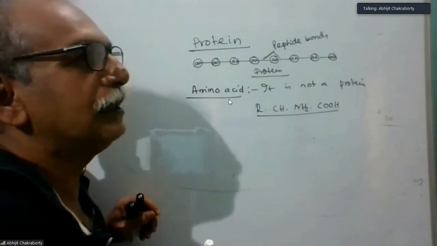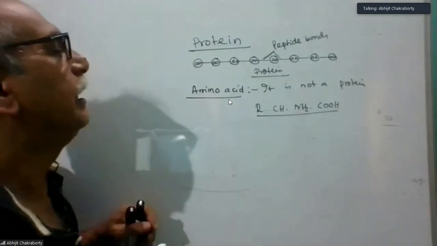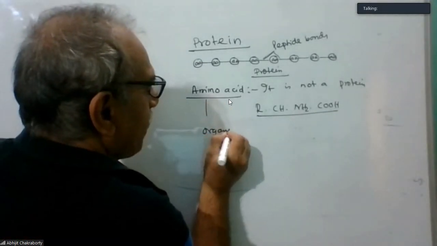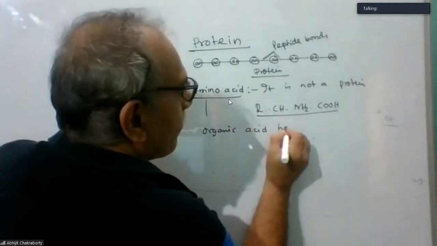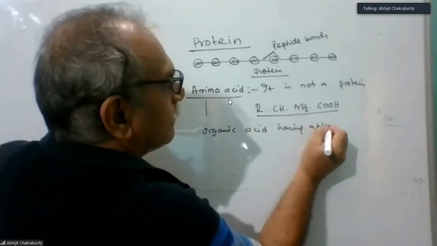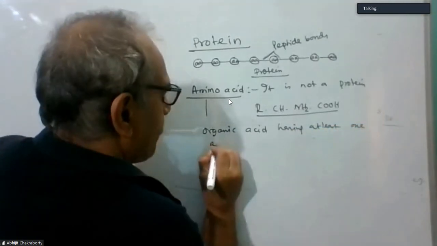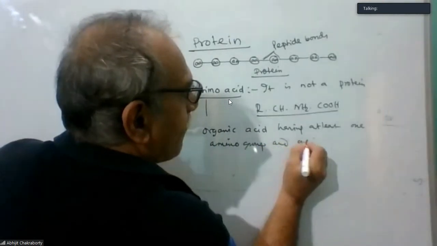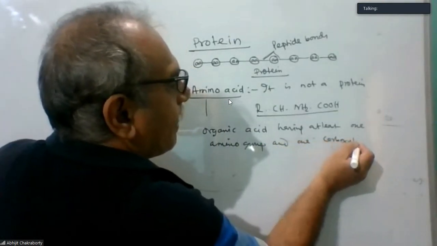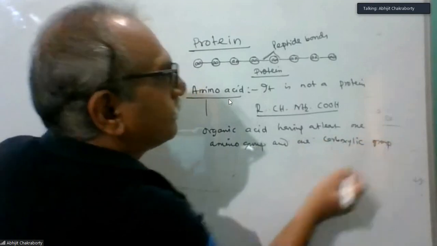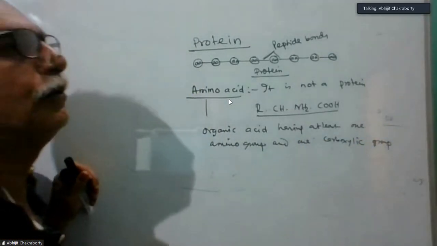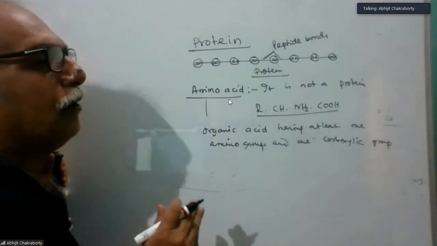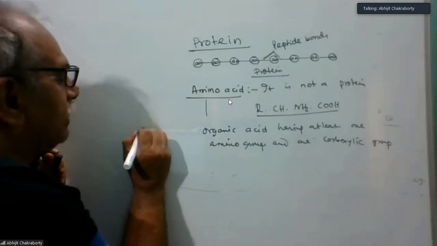An amino acid is an organic acid, having at least one amino group and at least one carboxylic group. Then you can call it an amino acid. Equally, you can show it like this also.